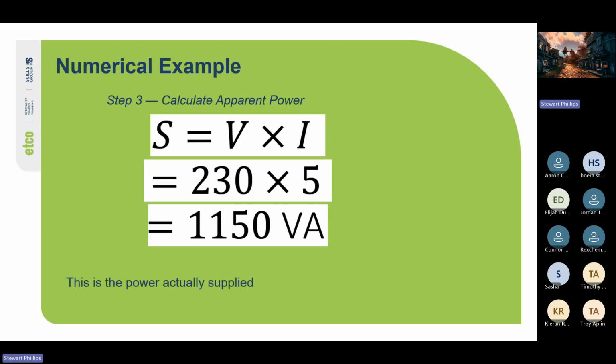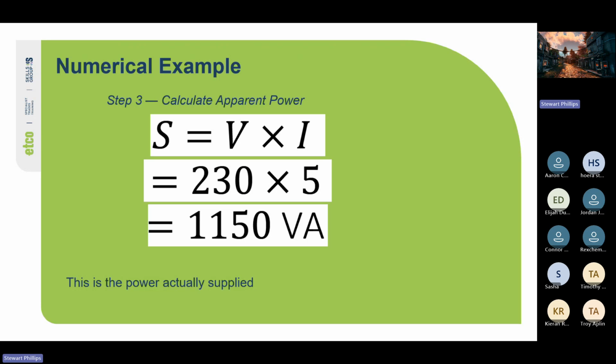Remember, when we're talking about apparent power, it's in VA. It's the power actually supplied to the circuit. So we need to get used to that, guys. When we're talking about true power, we're in watts. When we're talking about apparent power, we're in VA. And when we're talking about reactive power, it's VAR, or volt amps reactive. Remember, watts is the rate at which work is done, whereas VA is the total voltage and current supplied to the circuit.